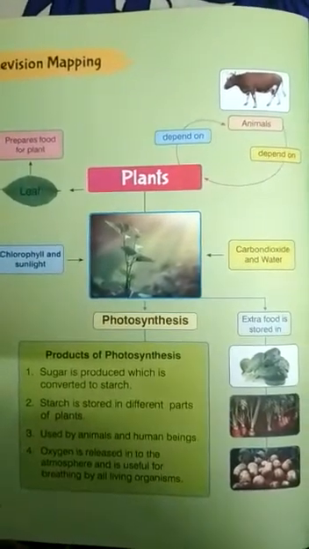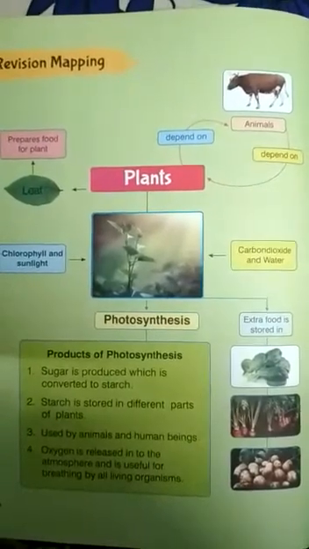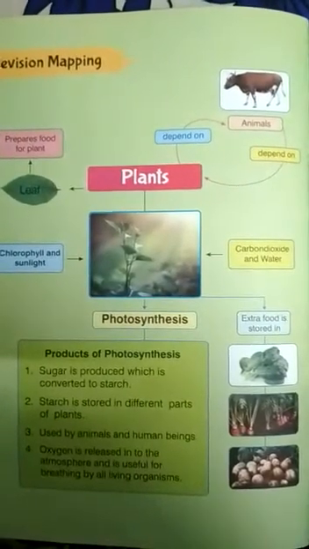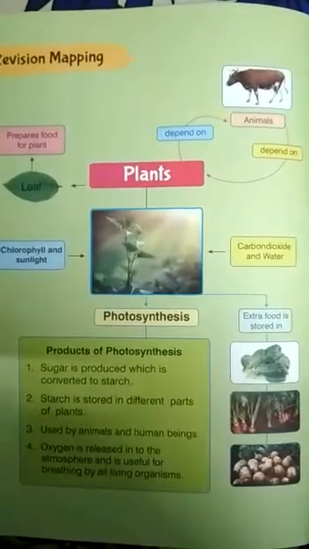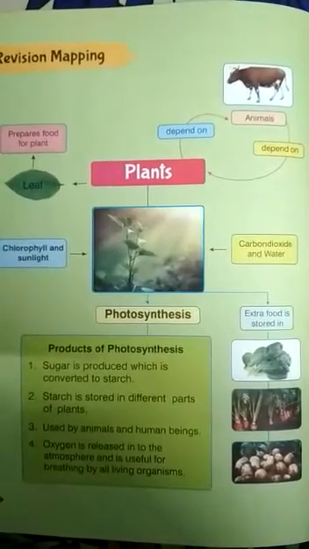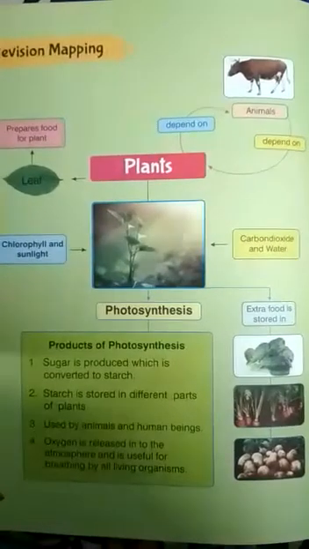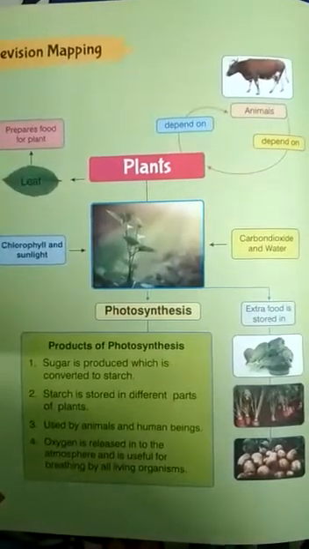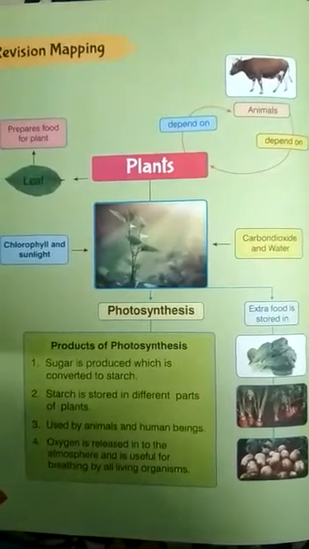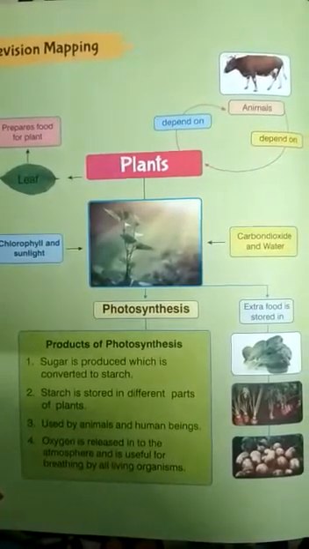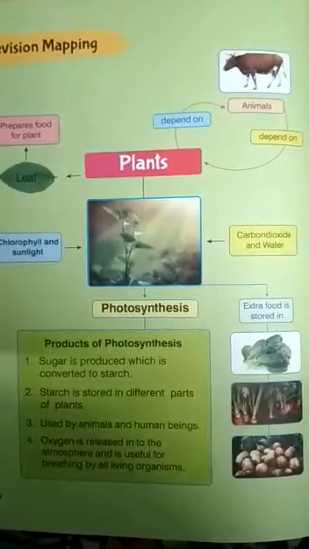Animals and human beings both are dependent on plants. From plants we eat fruits and vegetables. Here there is an animal, a cow. It only eats the plants and other substances which are made by the plants itself. That means plants, animals and human beings are dependent on each other.